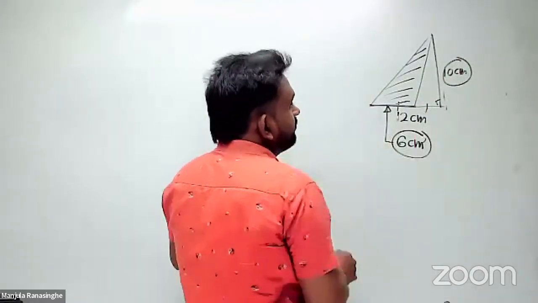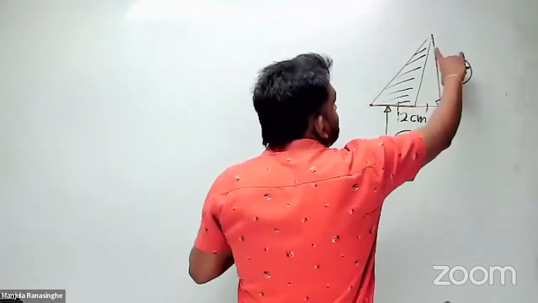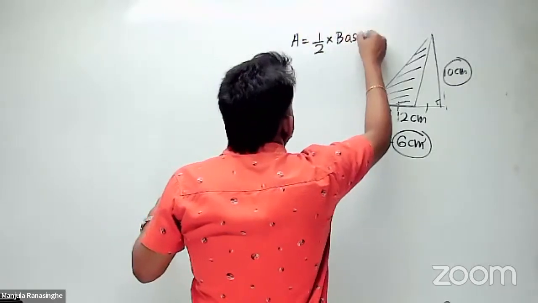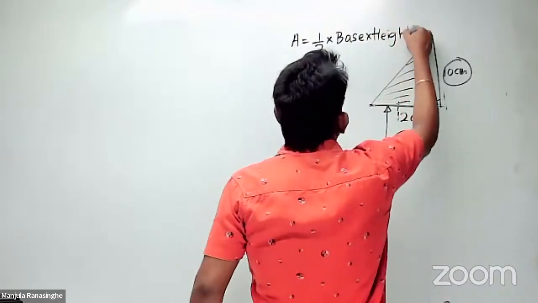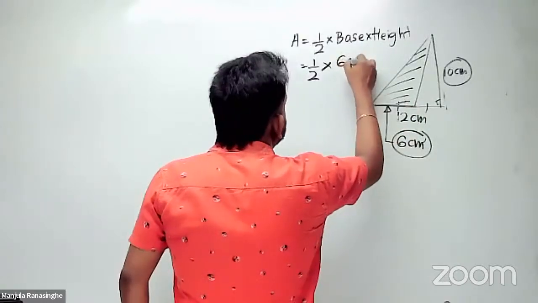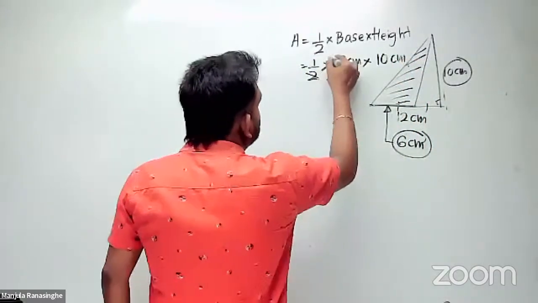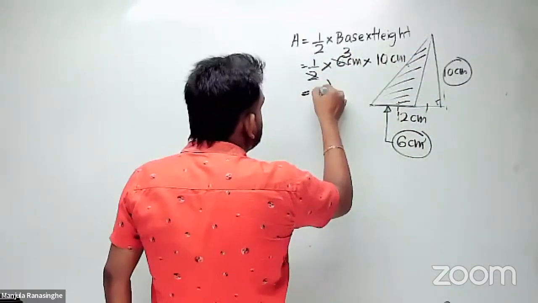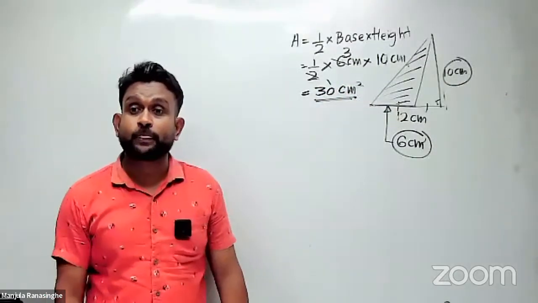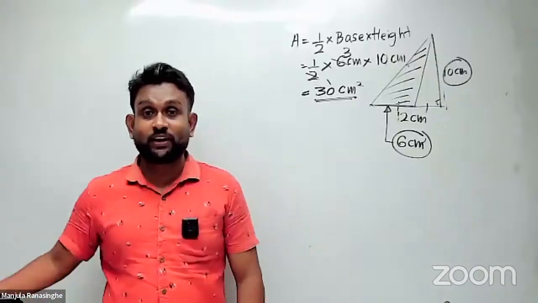So this is the base. Why? The 12 is the total one. This is equally divided, it is given. Then this is 6 and the height is 10. So just write area equals half into base into perpendicular height. Then I substitute half into the base, I choose this one, that is 6 centimeter, into the height 10 centimeter. Then I can simplify 2, 1, 2, 3. Then 3 into 10 becomes 30 square centimeters. So that is the area of the shaded part. Remember the formula: half into base into height. Fine.